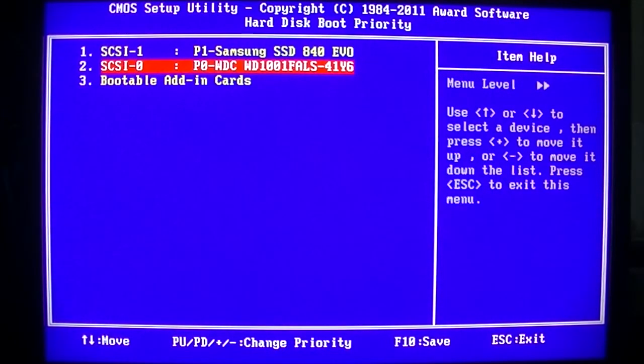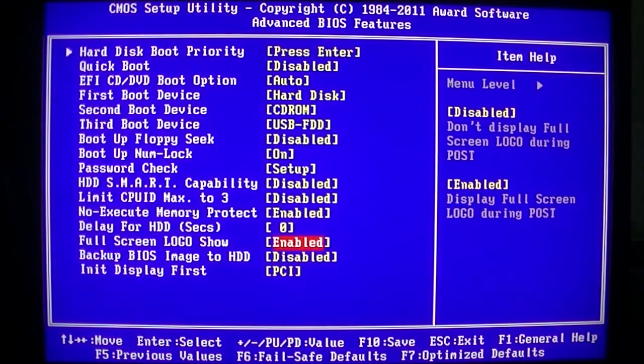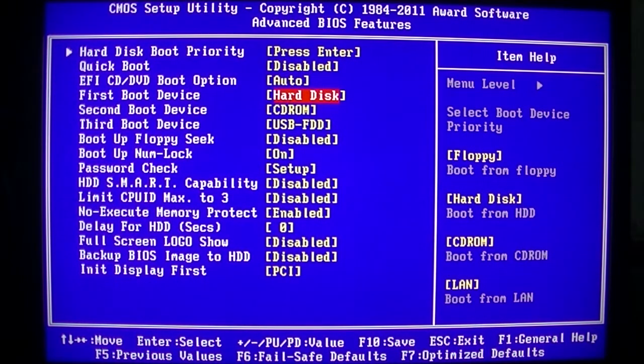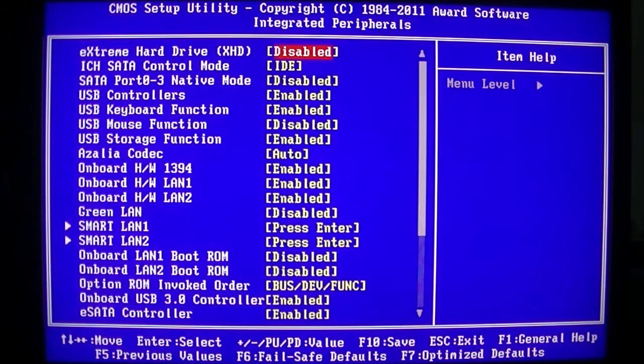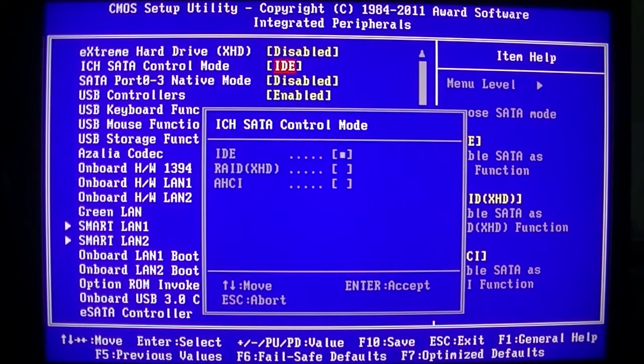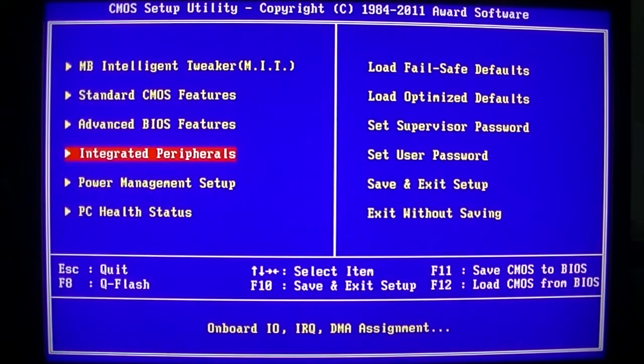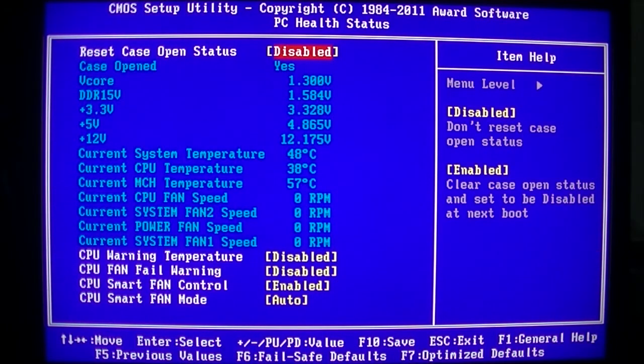SSD to default boot drive. Disable full screen logo. Hard drive, first boot device. Integrated peripherals, OHCI. Who uses IDE anymore? Check the temps, doesn't really matter. And save and exit, and cross your fingers that she boots.